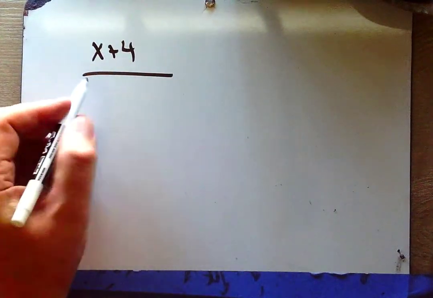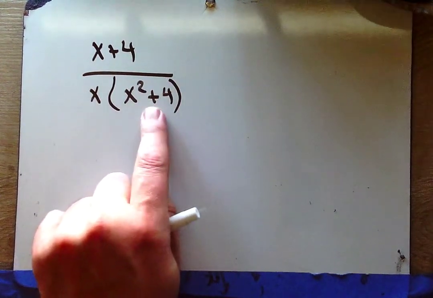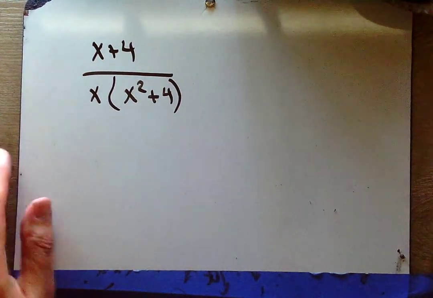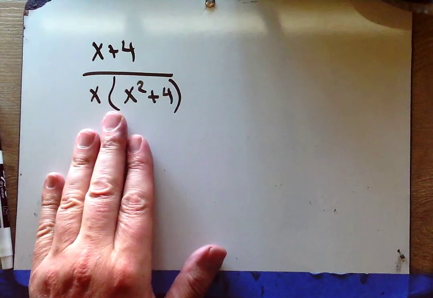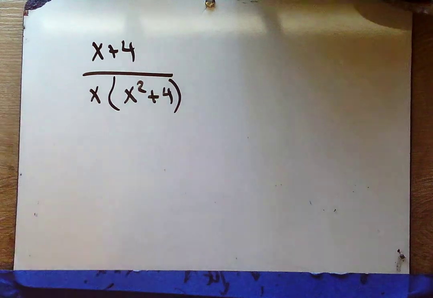(x + 4)/(x(x² + 4)). Because some people want to practice with that irreducible quadratic. So try this one, set it up, find your constants, and come back when you're done.